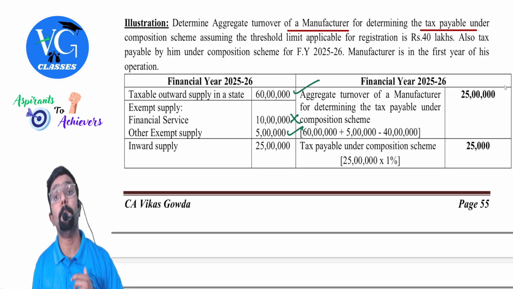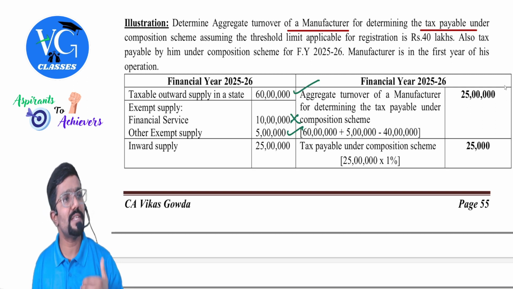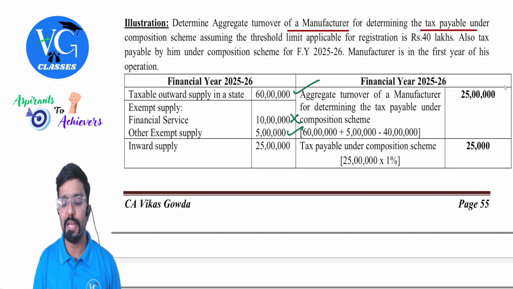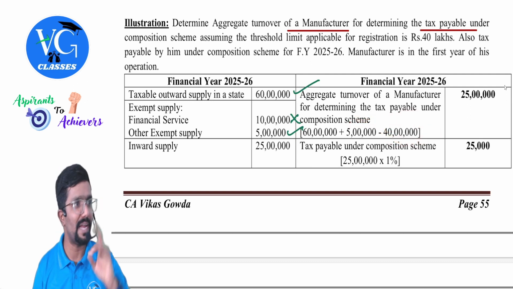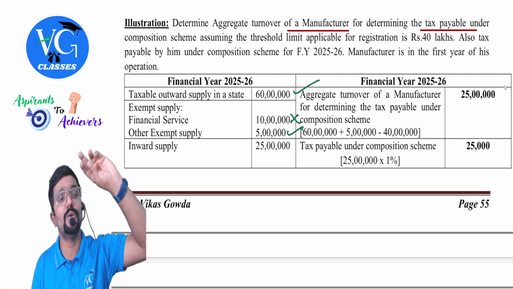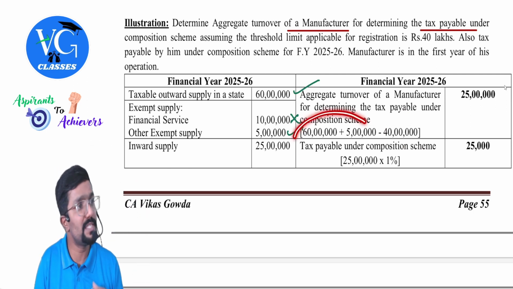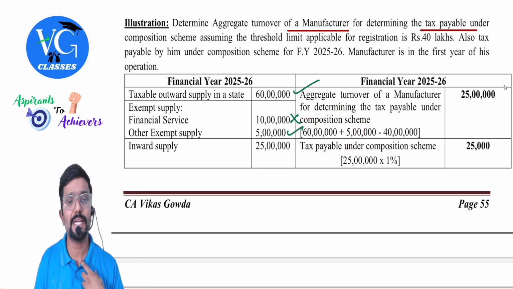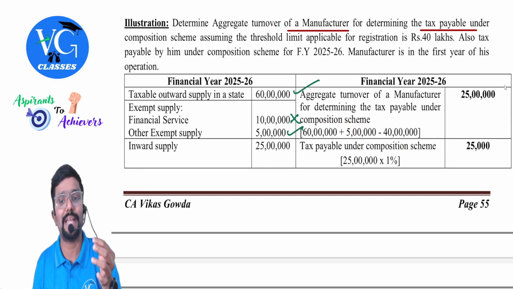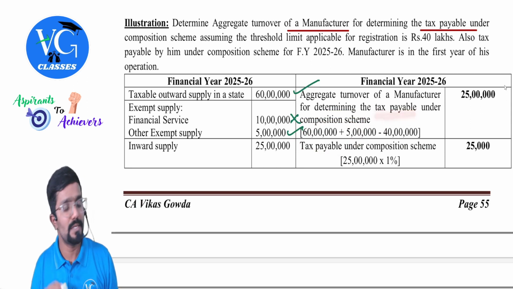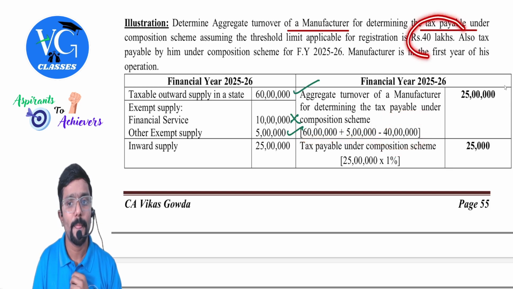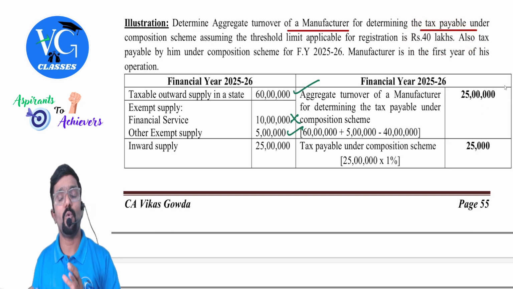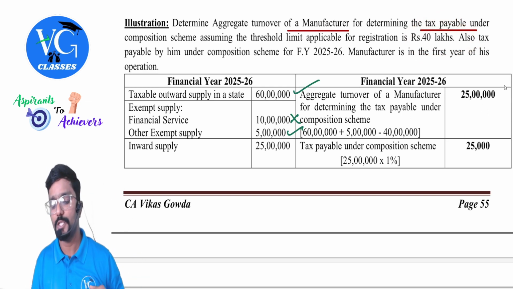60 plus 5. But as we are in the first year of business, up to 40 lakh, I need not pay tax. Guys, if I ask you what is the aggregate turnover to check eligibility, it would have been 65. But now we are calculating the turnover for what? To pay tax. So it would be 65 minus 40. What is this 40, people? Threshold limit for registration. So what is the turnover to pay GST? 25 lakh.